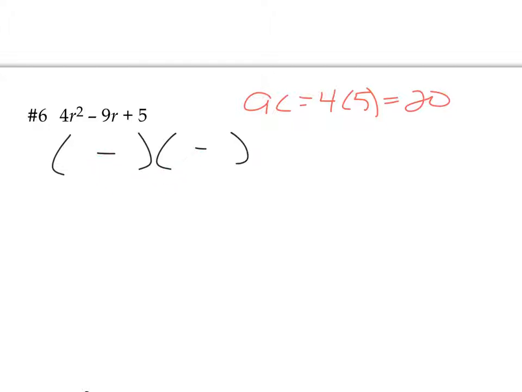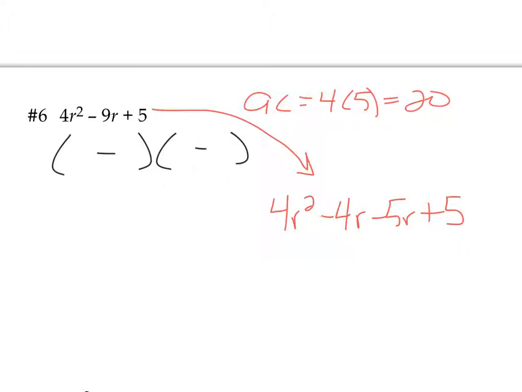Okay, so just keep that in mind. And so now we want to find factors of 20 that add up to 9. So factors of 20 that add up to 9 are 4 and 5. So I can rewrite this original trinomial as 4r squared minus 4r minus 5r plus 5. Again, 4 times 5 gives me the 20 and adds up to the 9. And they're negatives because they're going to still multiply and give me positive 20, but add up to negative 9.